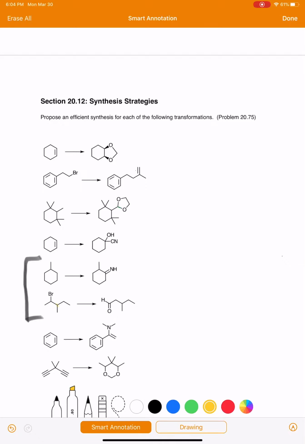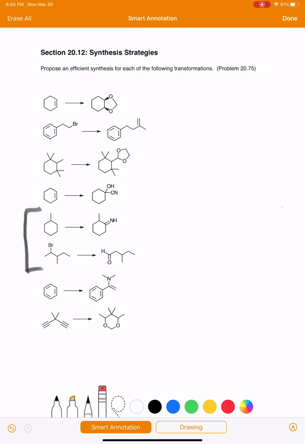So now let's work on the next two problems here. First, we want to identify what part of the original molecule is still going to be there in the product. It looks like all the carbons are staying and we're not adding any new carbons. Now let's analyze the change to the functional group. We are making an imine, which we know how to do, and we only know one way to do it.